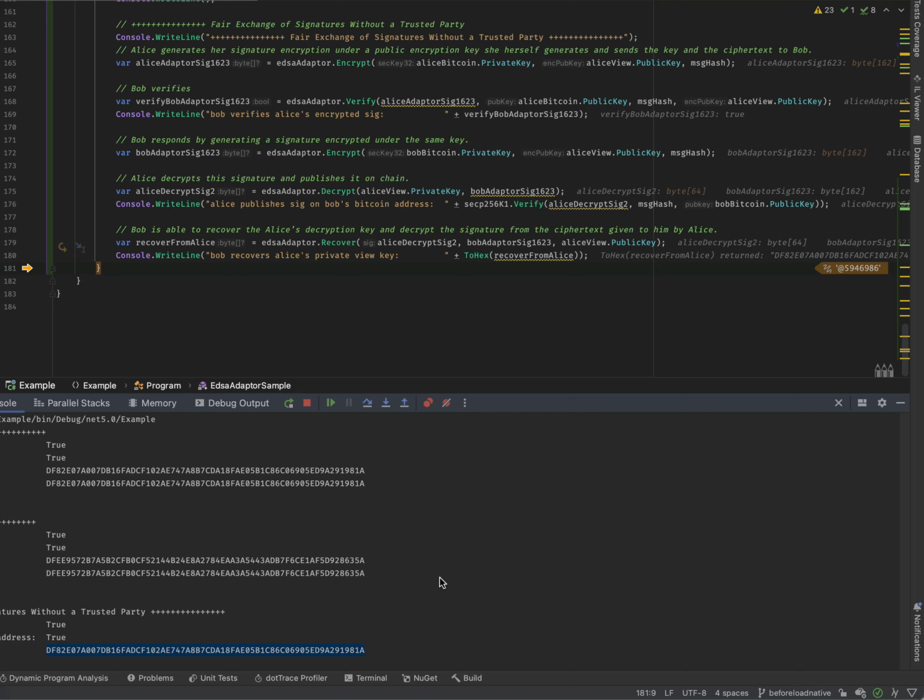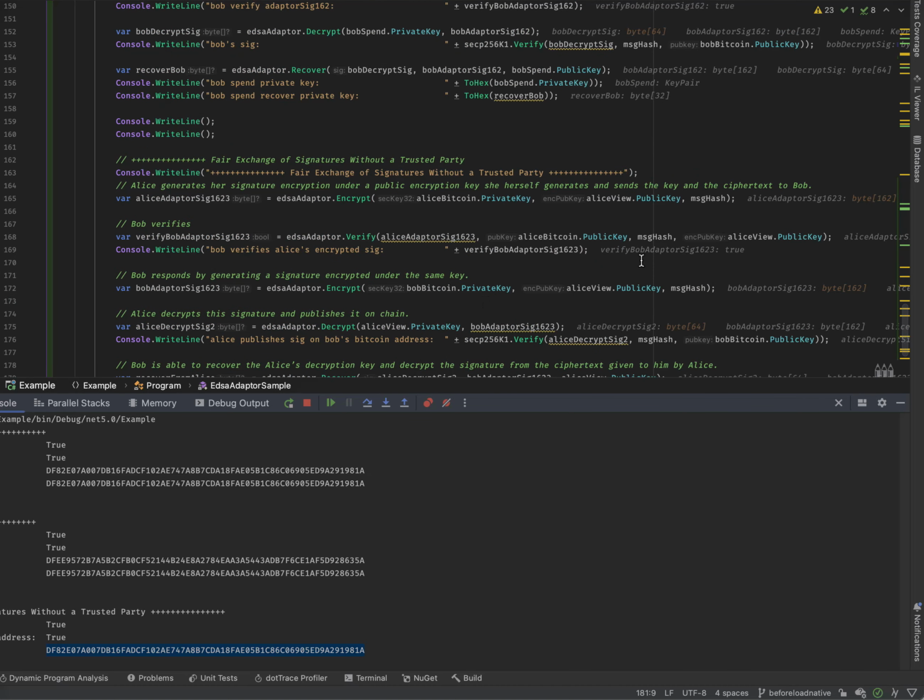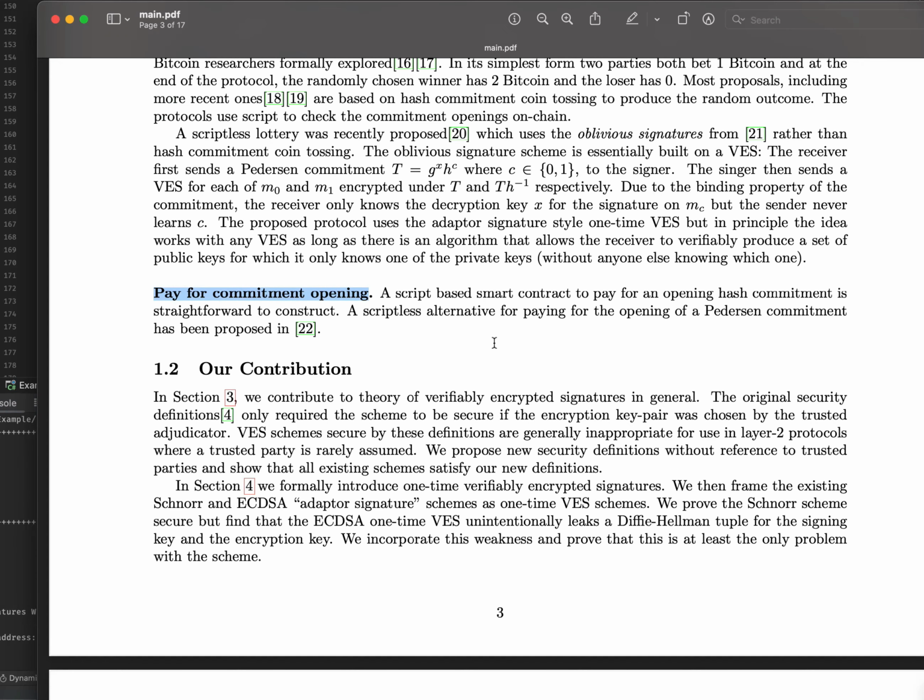So this is how atomic swaps will work in Cypher, and it's pretty easy. Well, it took me about 5-6 days to come up with this, writing all the code and laying out the protocol and making sure that I understand exactly what's happening in this paper.